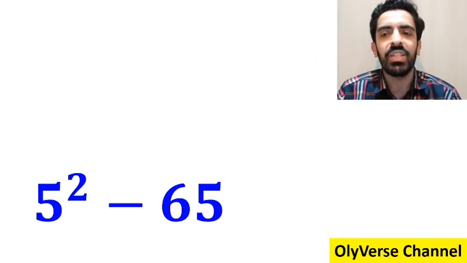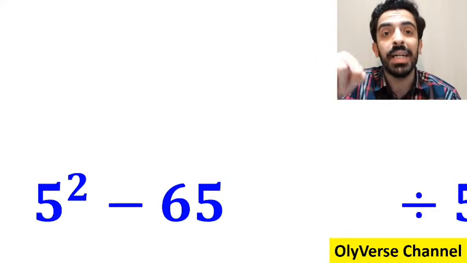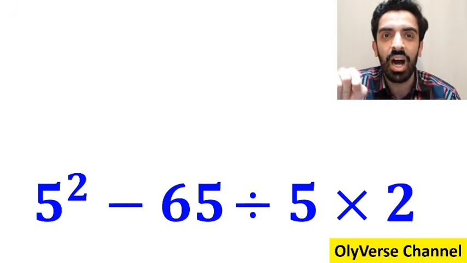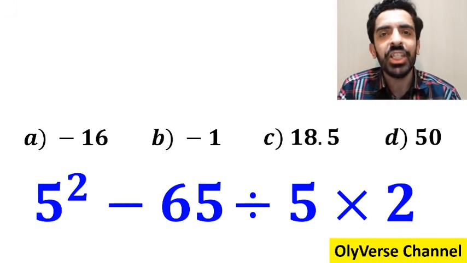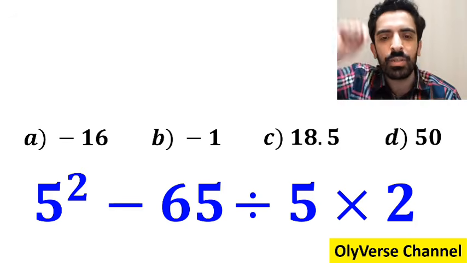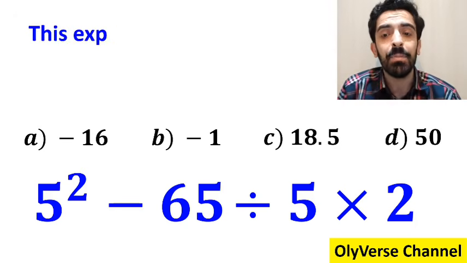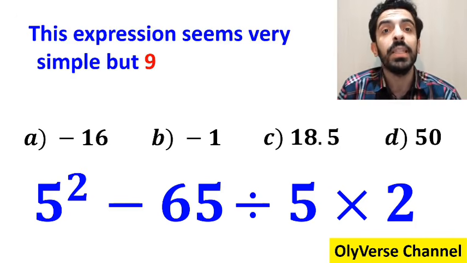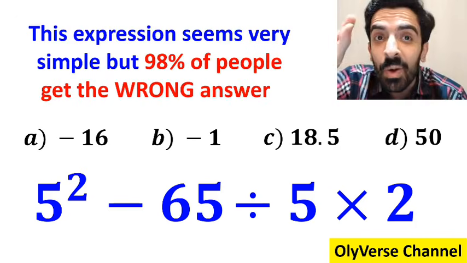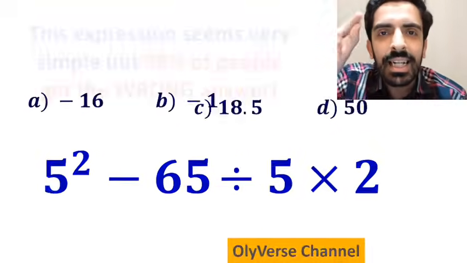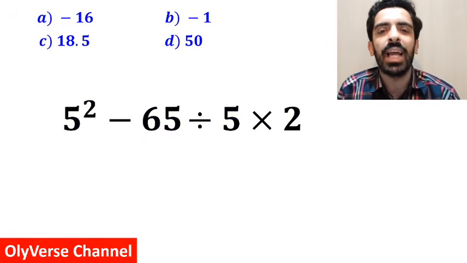What is the value of the expression 5 squared minus 65 divided by 5 times 2? Which option do you think is the correct answer to this question? This expression seems very simple, but 98% of people get the wrong answer. Let's dive in and break it down step by step together.